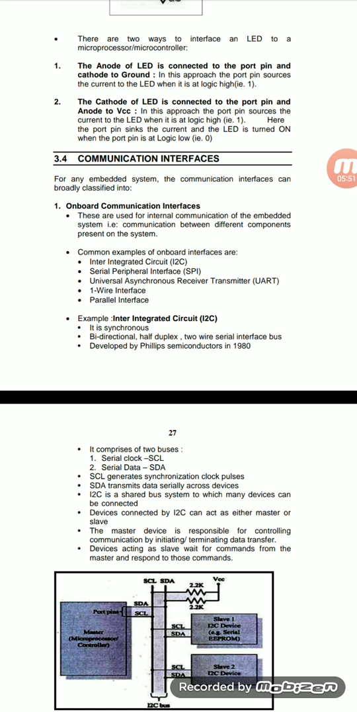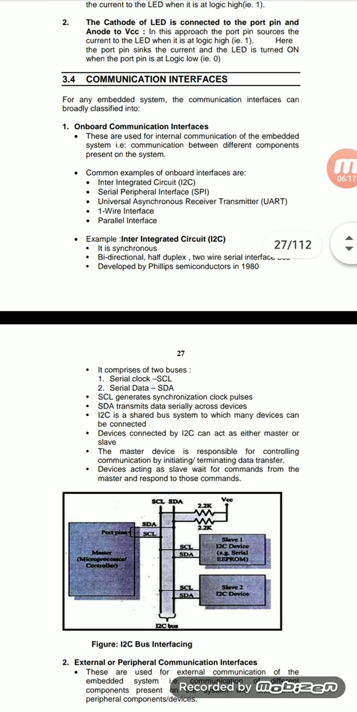Serial Parallel Interface is used for system devices, for system interfacing, and UART. UART depends on USB cables. USB provides communication between two modules, one PC to another PC, or one system to another system. That is UART.